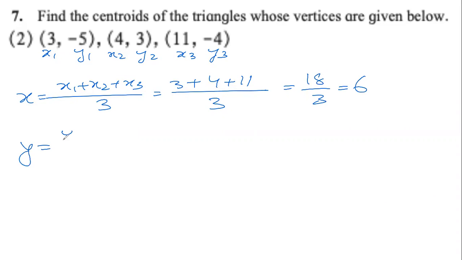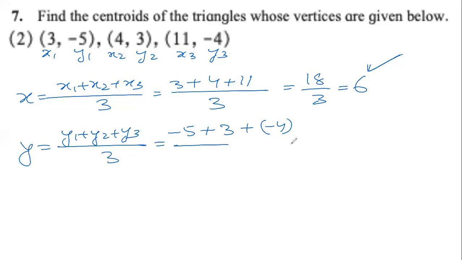Similarly, y is y1 plus y2 plus y3 by 3. All of you got this right? Then for y1, we have minus 5. y2, we have 3. And y3, we have minus 4, by 3. Now you already know why you got it wrong. Integers are not clear. Minus 5 plus 3 minus 4 by 3.